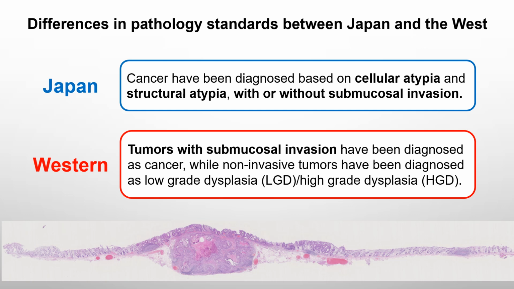Difference in pathology standard between Japan and the West. In colorectal cancer, surgical resection of intramucosal carcinoma is considered over-treatment. Therefore, Western pathologists don't like to use the term cancer for intramucosal tumor. In Japan, cancer has been diagnosed based on cellular atypia or structural atypia, with or without submucosal invasion. On the other hand, in the West, tumors with submucosal invasion have been diagnosed as cancer, while non-invasive tumors have been diagnosed as low-grade dysplasia or high-grade dysplasia.